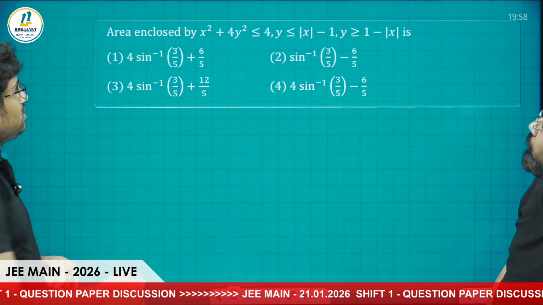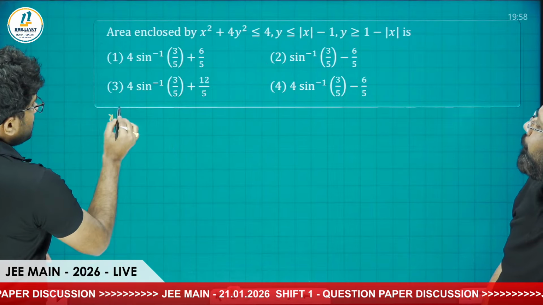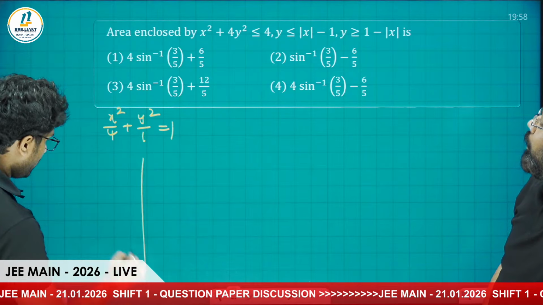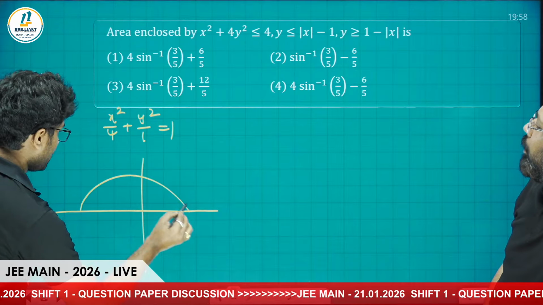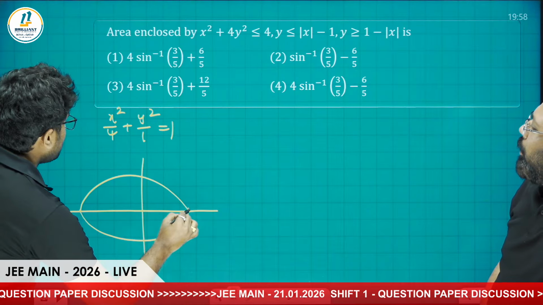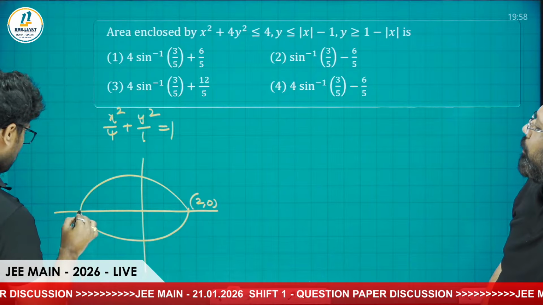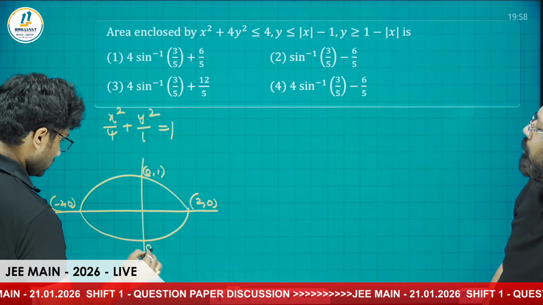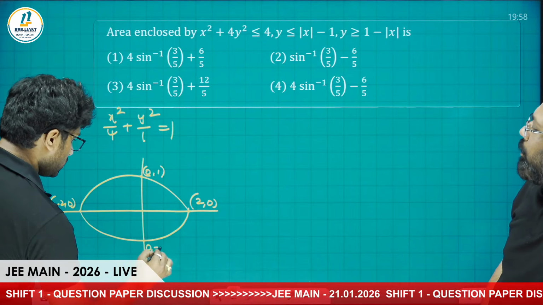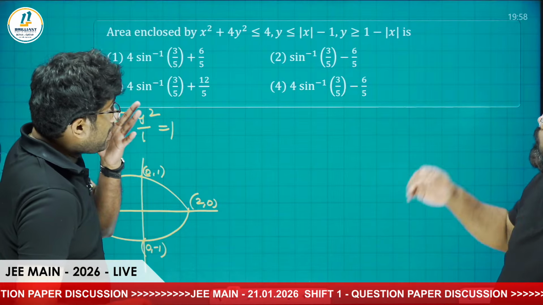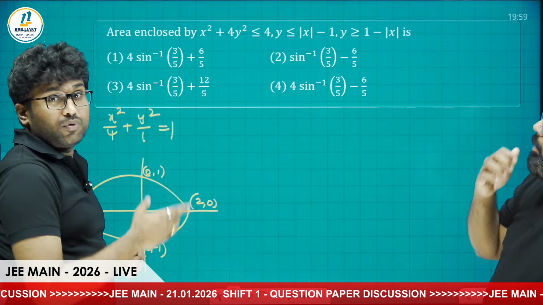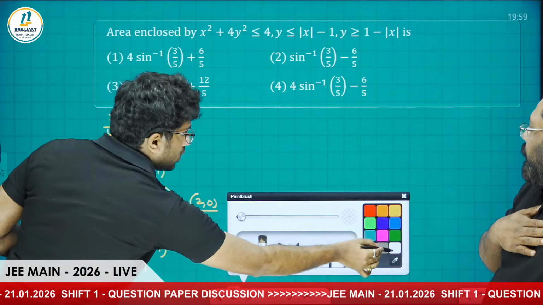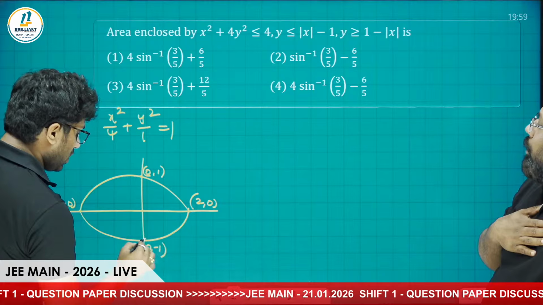Area enclosed by, this is clearly an ellipse. X square by 4 plus y square by 1 is equal to 1. So if we plot the ellipse, this is a horizontal ellipse with vertices at (2, 0), (-2, 0), (0, 1), (0, -1). They have given y less than or equal to, we know already the mod x graph. Mod x minus 1 means the graph will be translated 1 unit below. So the graph of this means already this is 0 comma minus 1.